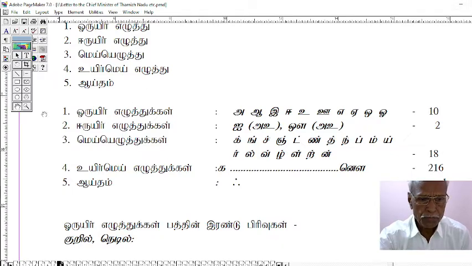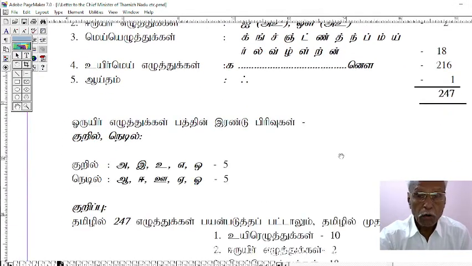See, out of the 10 single vowels, these 10 single vowels have been classified into two kinds, known as short vowels and long vowels. There are 5 short vowels and 5 long vowels.